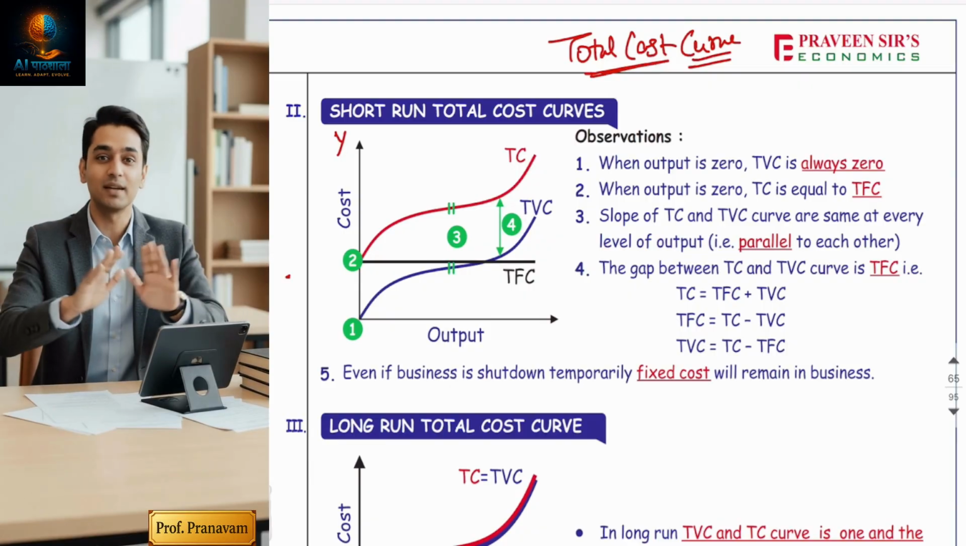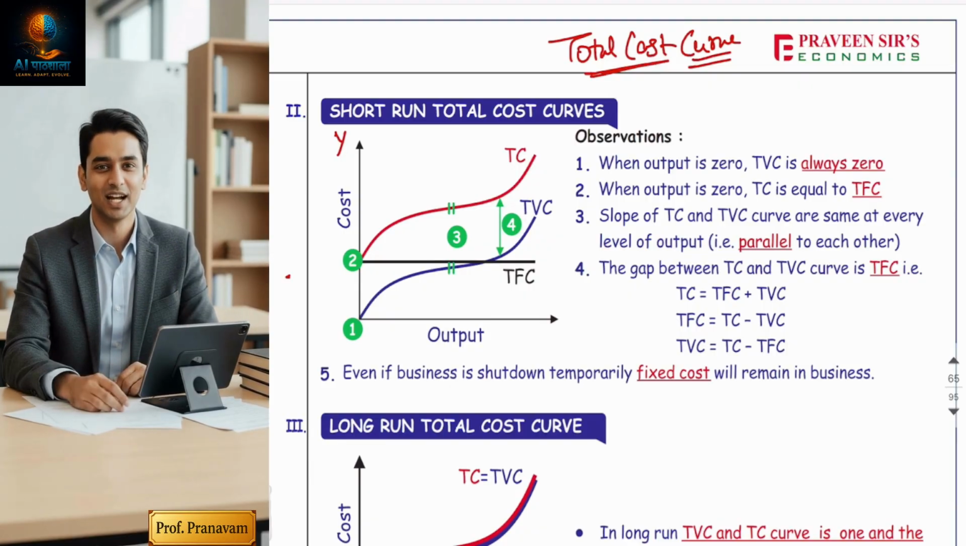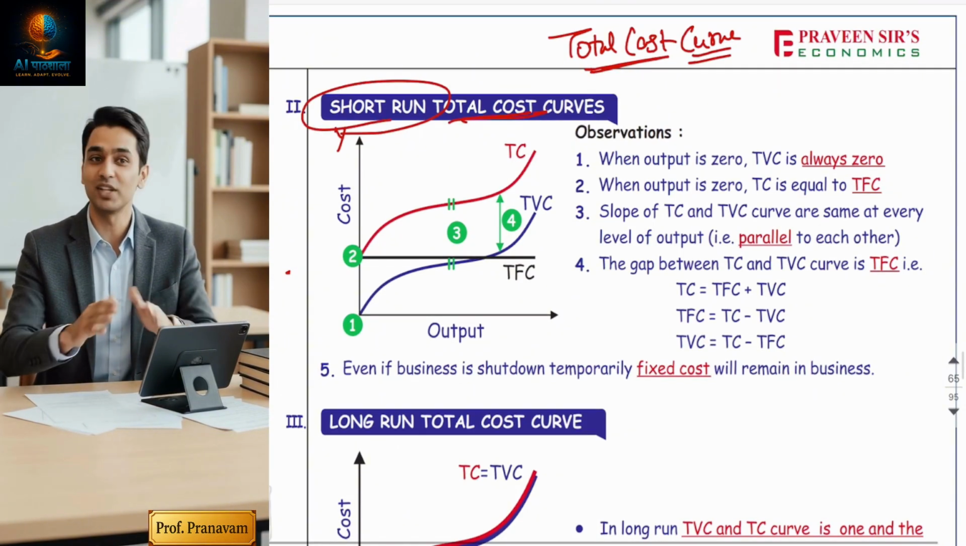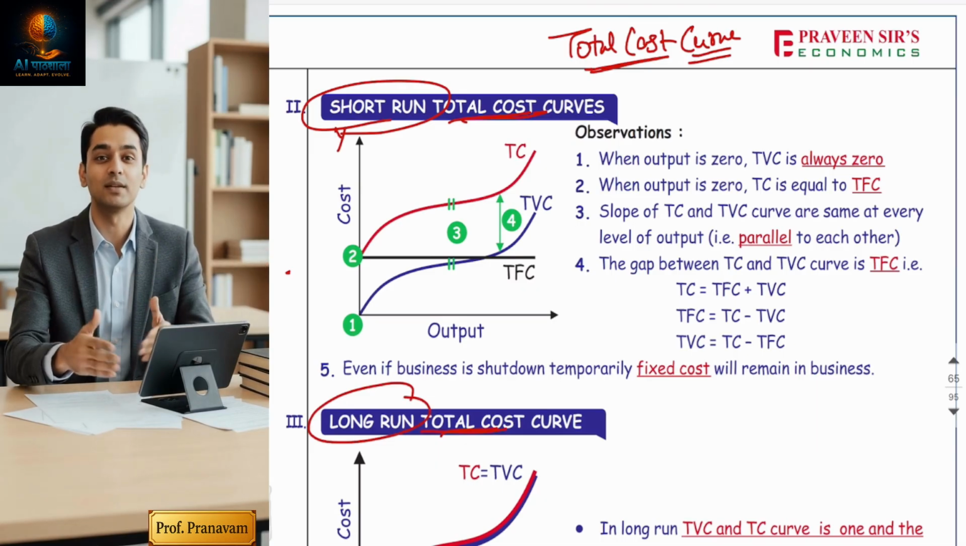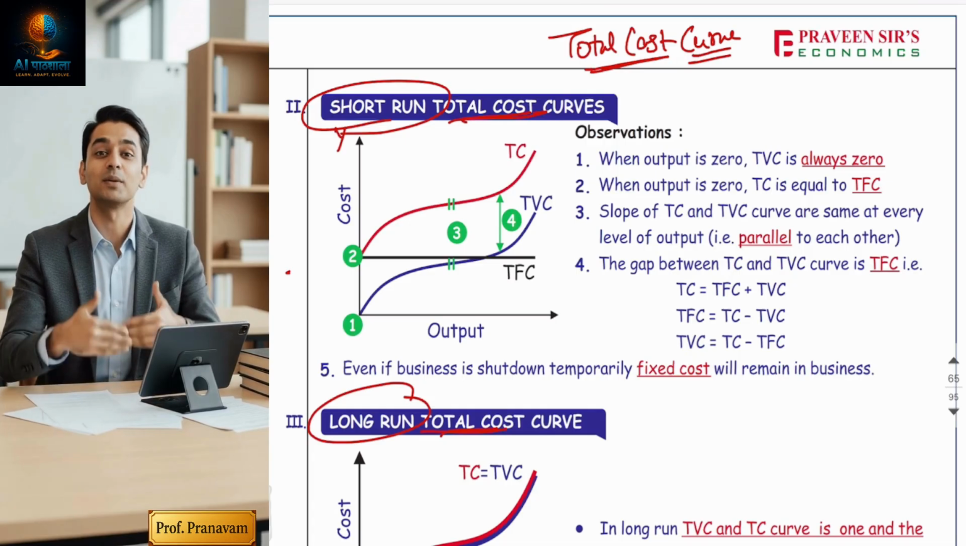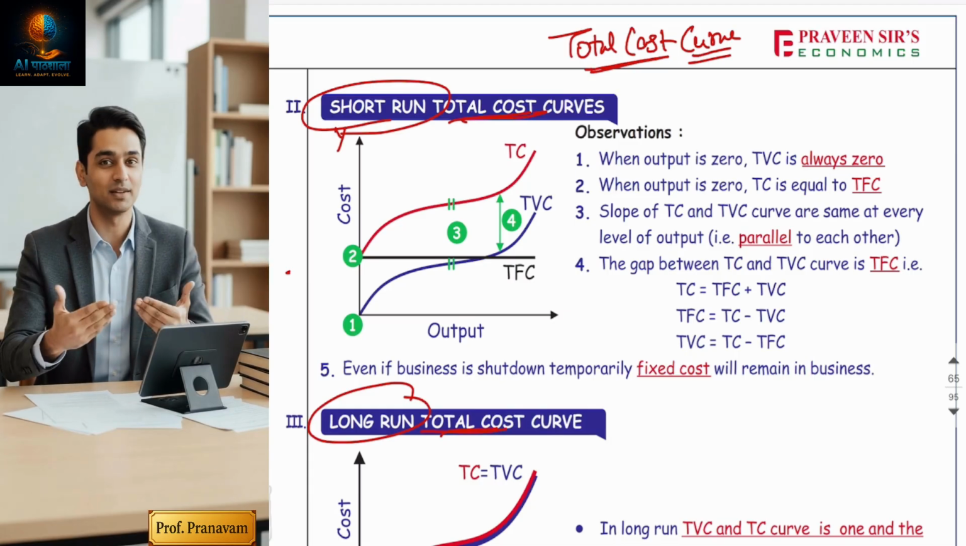Now, the total cost curve is my theory, and this theory is divided in two parts. One is the short run total cost curve, and the other is the long run total cost curve. Short run total cost curve means with fixed cost. With fixed cost, you're going to understand the diagram, and without fixed cost, you're going to understand the diagram in the long run. The difference is only fixed cost.